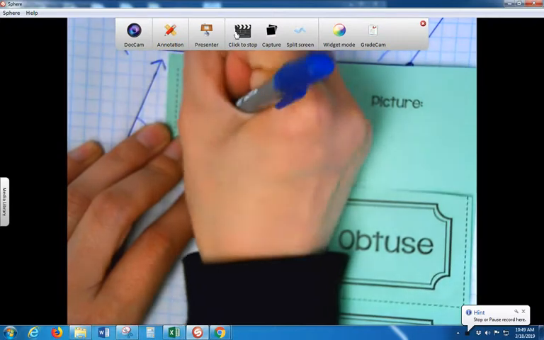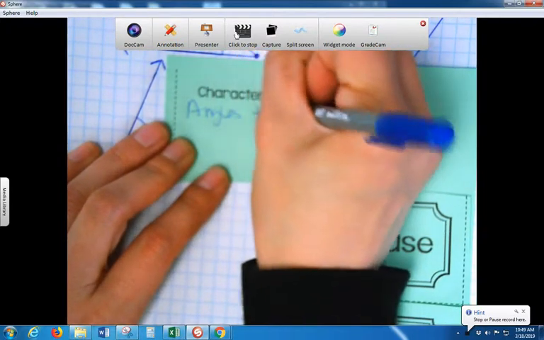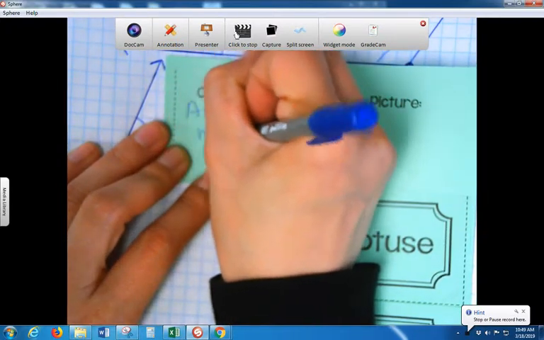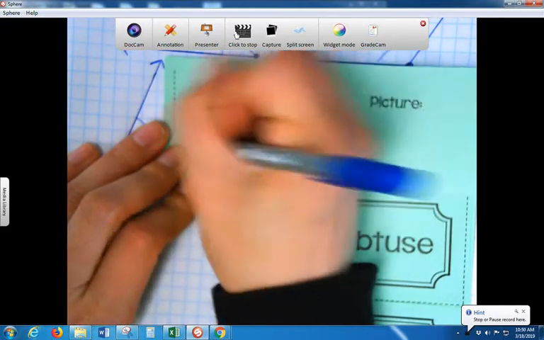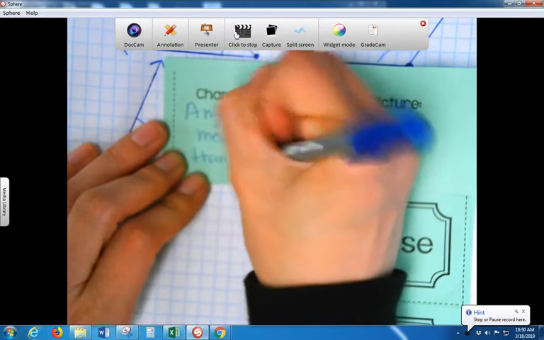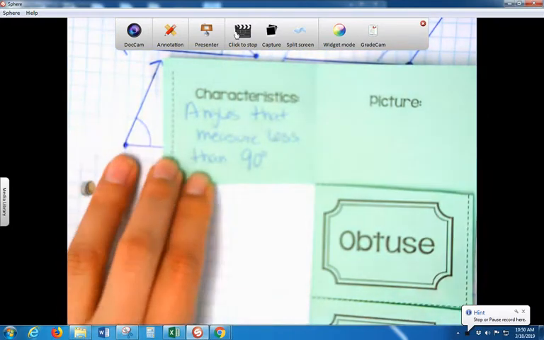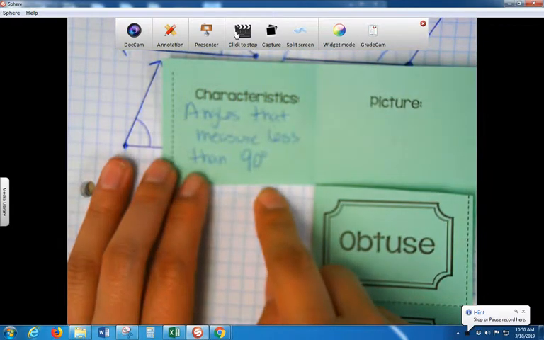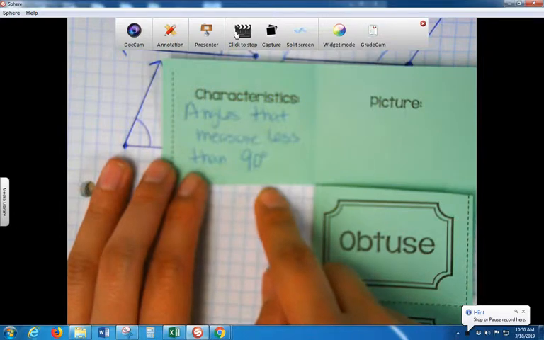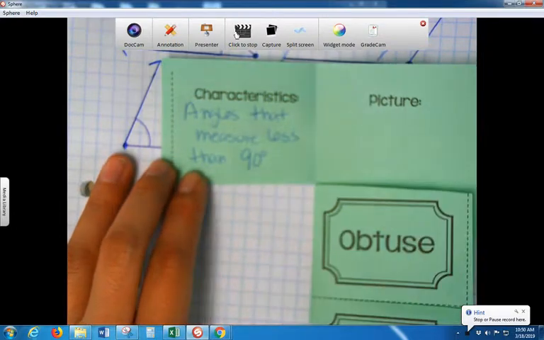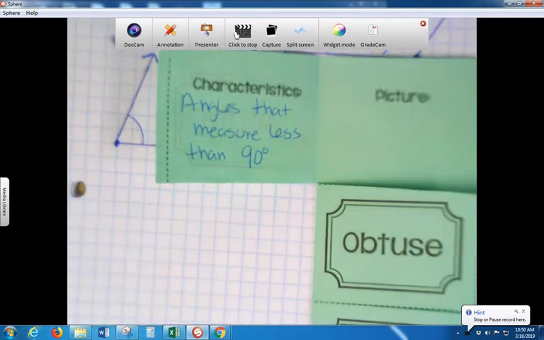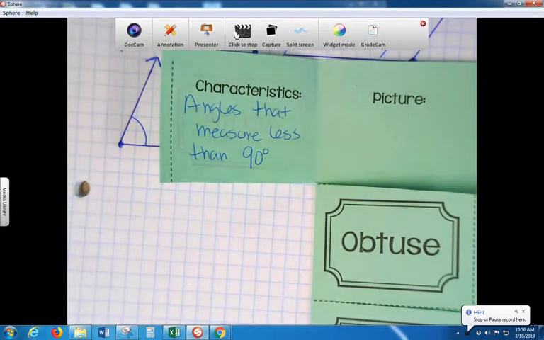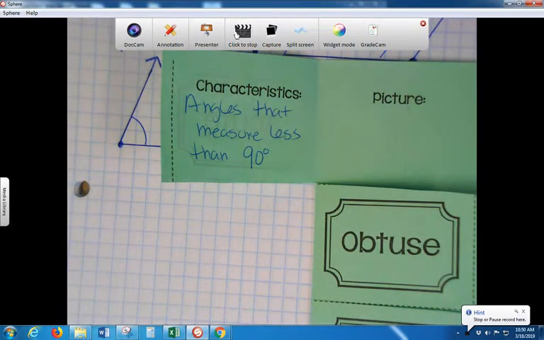Angles that measure less than 90 degrees. So everybody write this down. If you have scissors, you have to write this down later. Don't waste time. Let's go. Angles that measure less than 90 degrees, they're acute. So let's write this down. Acute. They're so small, they're cute. They're small and tiny.